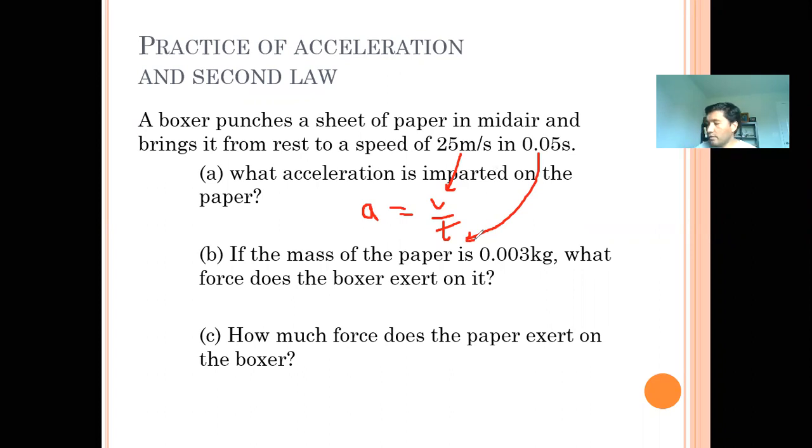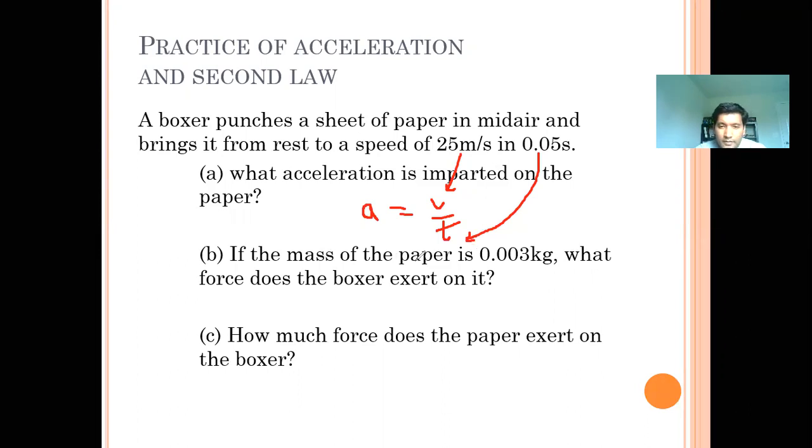What is happening? Let me go to another calculator. That calculator is not good. Okay. Let's wait a minute. 25 divided by 0.05. Okay, 500. I am getting 500. Do your own calculation. 500 meters per second squared. So that is the acceleration.